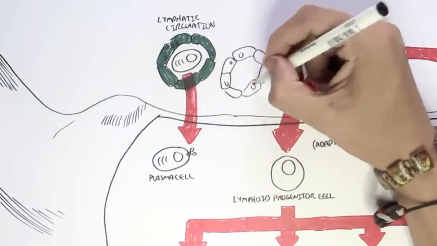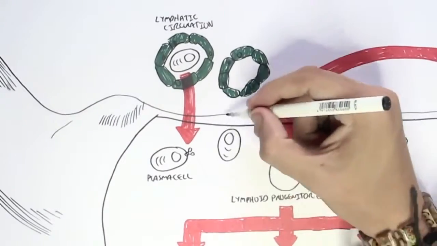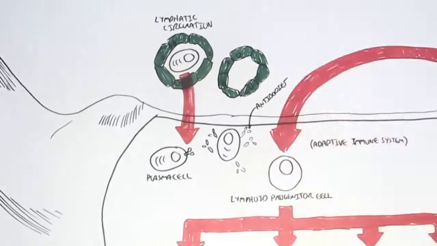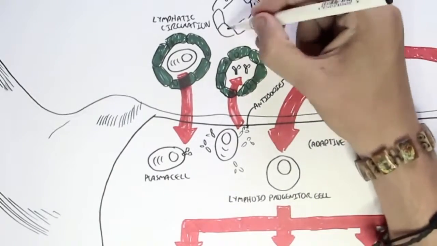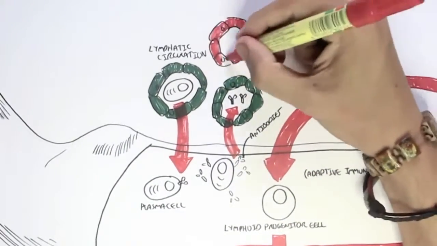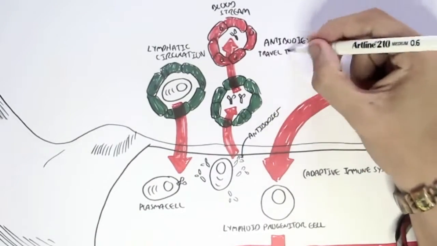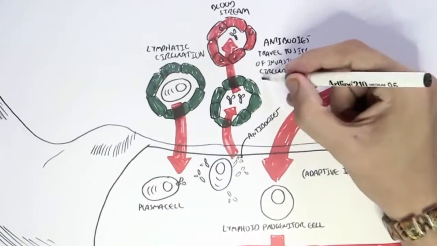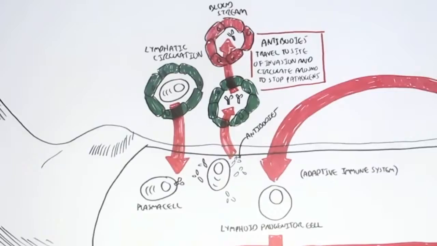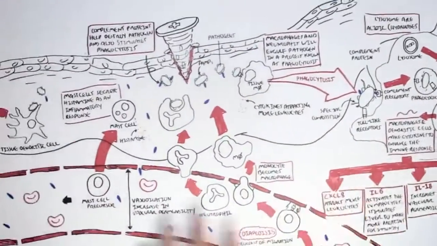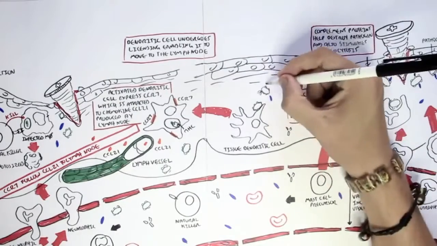The antibodies will travel via the lymphatic circulation and/or the blood circulation. These antibodies can also encounter pathogens along the way and help destroy them. These antibodies will usually travel to the site of invasion and circulate around to stop the pathogens from traveling to other destinations. So here we have the antibodies, and the antibodies will bind onto the pathogens, let's just say, and they will promote phagocytosis as well as many other things.